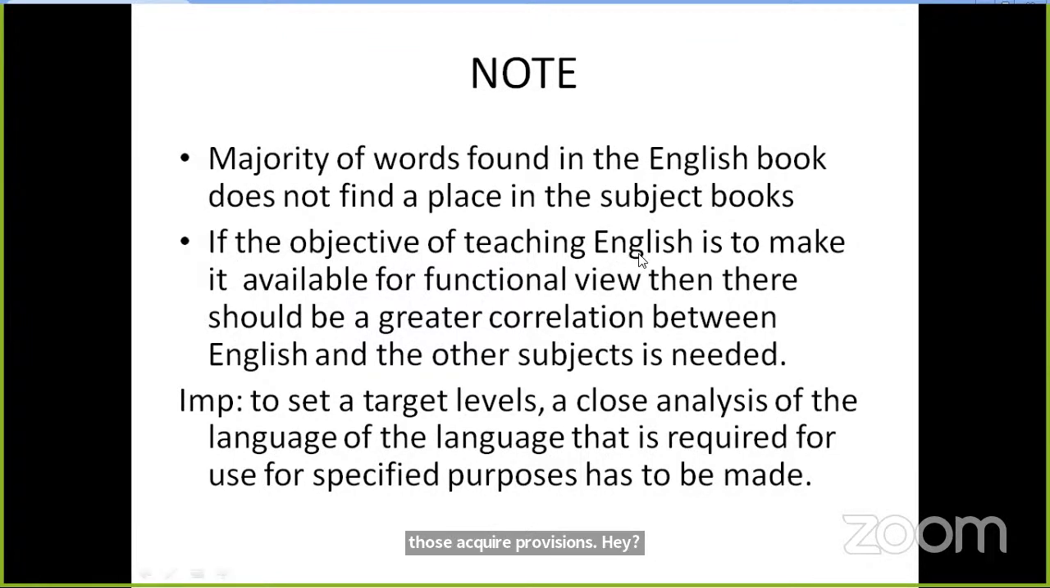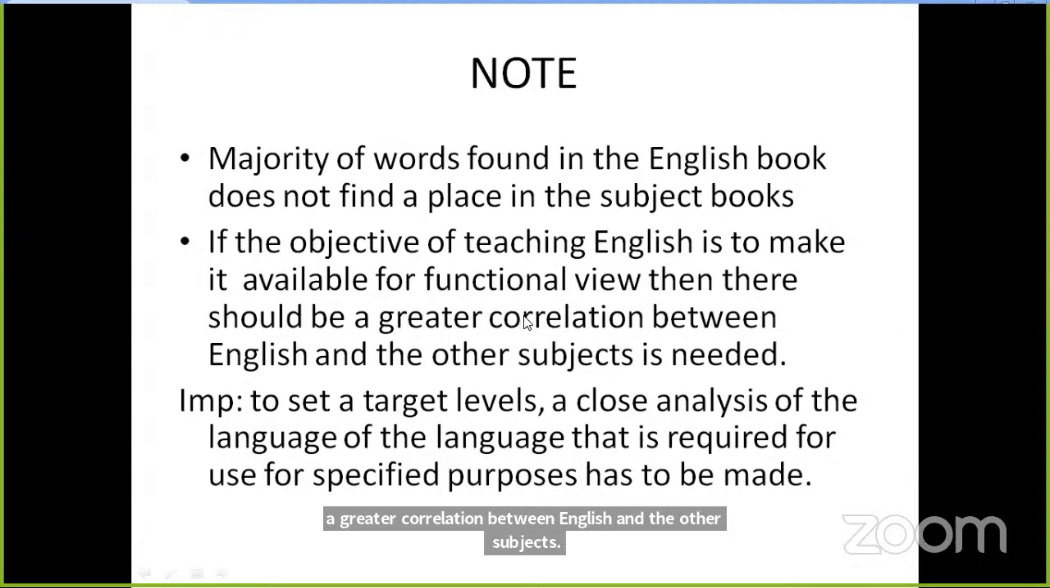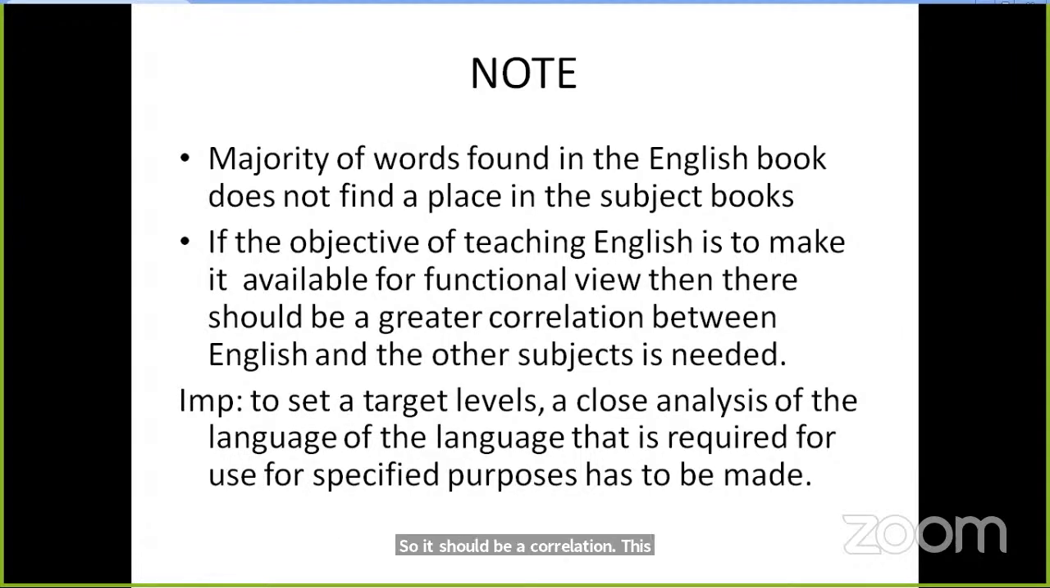So if the objective of teaching English is to make it available for functional use, then a greater correlation between English and the other subjects is needed. So there should be a correlation between the subject textbooks, the optional subjects, and the language books. English language books should go along with them. There should be connectivity between these two books, right? That's how we can do it.